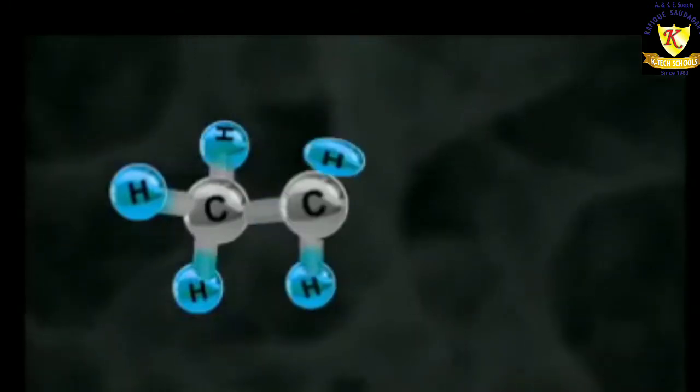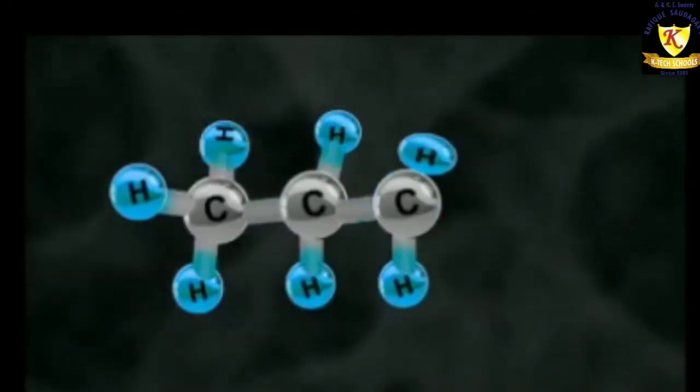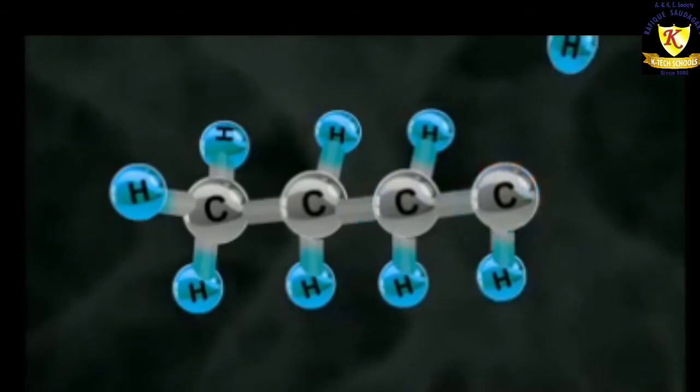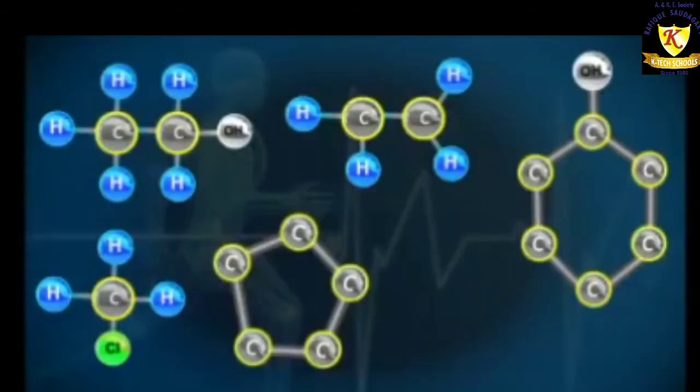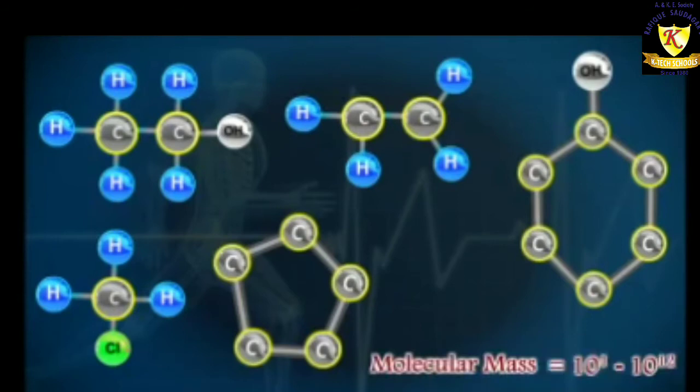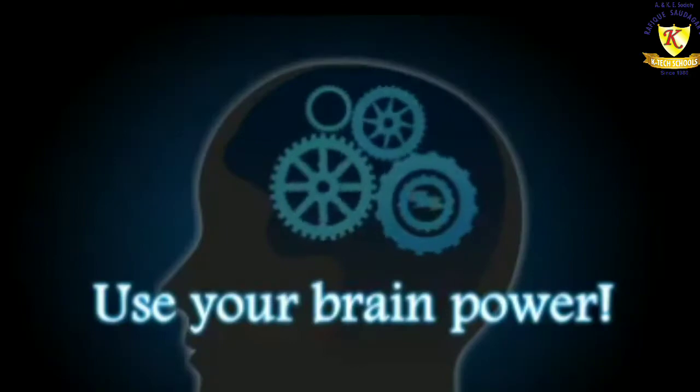The covalent bond between two carbon atoms is strong and therefore stable. Due to the strong and stable covalent bonds, carbon is bestowed with catenation power. Till now, the number of known carbon compounds is about 10 million. This number is larger than the total number of compounds formed by all other elements. The range of molecular masses of carbon compounds is 10 raised to 1 to 10 raised to 12.